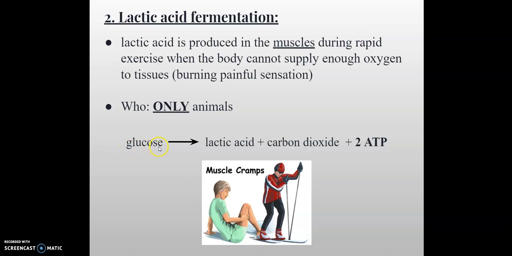So here, once again, you have glucose. No oxygen is present here. And then it creates lactic acid, carbon dioxide, and 2 ATP. You're still producing carbon dioxide. You know that because you're breathing pretty heavy trying to get all the carbon dioxide out. But then you're also creating this thing called lactic acid. Lactic acid, when it builds up in those muscles, it's going to give you that burning, painful sensation.